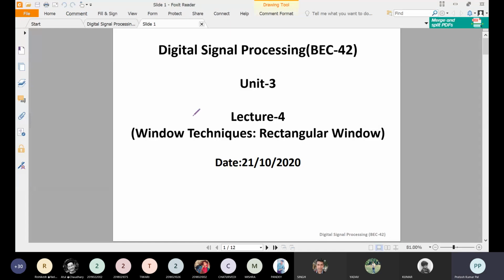In the previous class, we have seen two different methods to design FIR filters, like the Fourier series method and the frequency sampling method. Based on that, we have seen some numericals also.